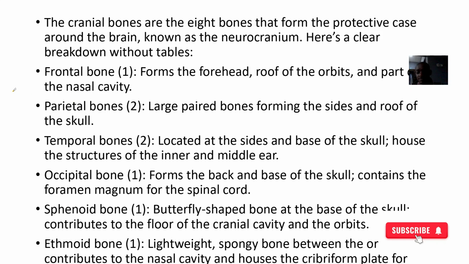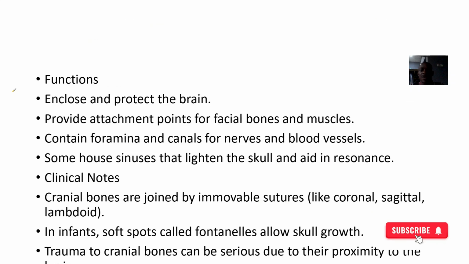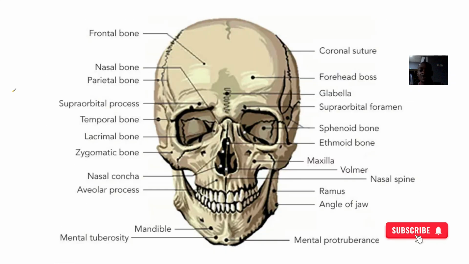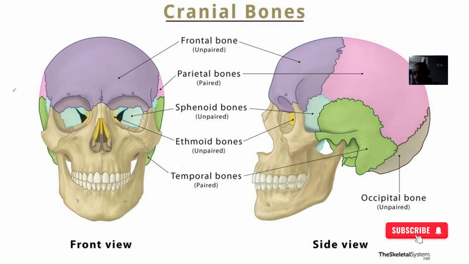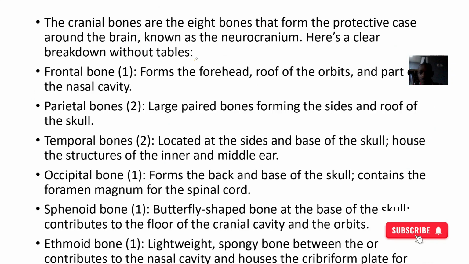So there are 8, and they form the protective case around the brain, known as the what? Neurocranium. We are not discussing them with the bones of the face. It's just the skull, cranium. So these are the bones. In real sense, you have about 5 bones, but some are paired, so you're having 8. So note the number. It could actually be an exam question.